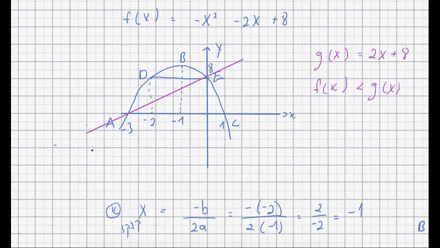Is the line above or underneath the parabola? Below. No, the curve here is above the parabola. The parabola is here. Oh, yeah, it's above. And from here to here, it's below, it's under. And here it's again above. So f of x, which is the parabola, is smaller than g of x here and here.